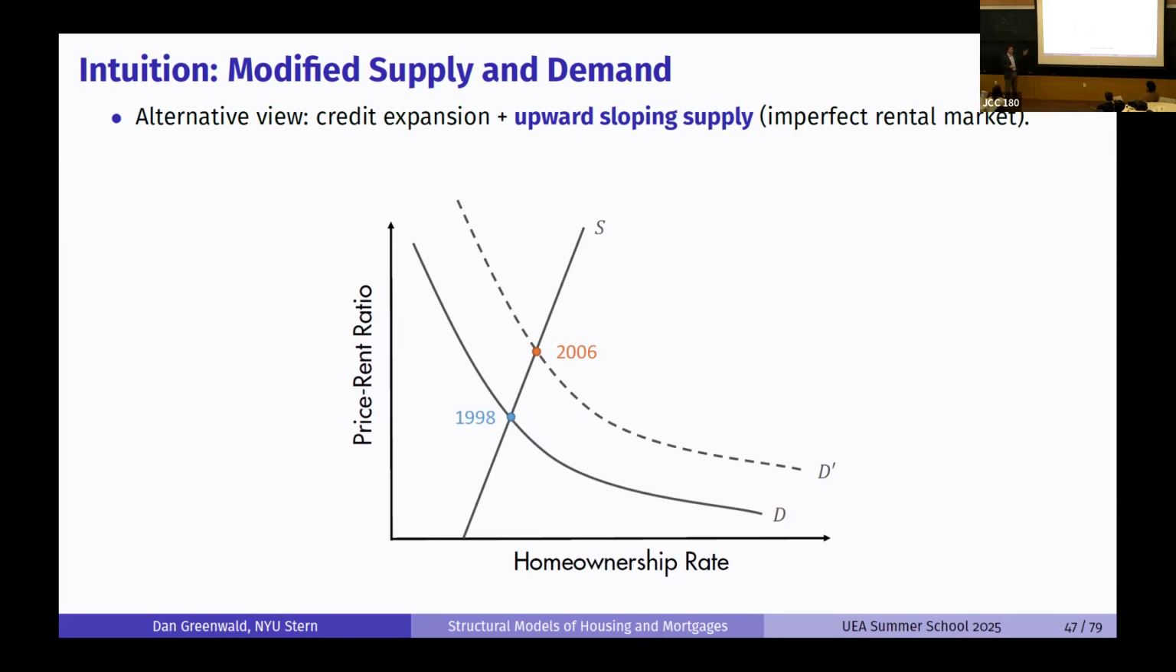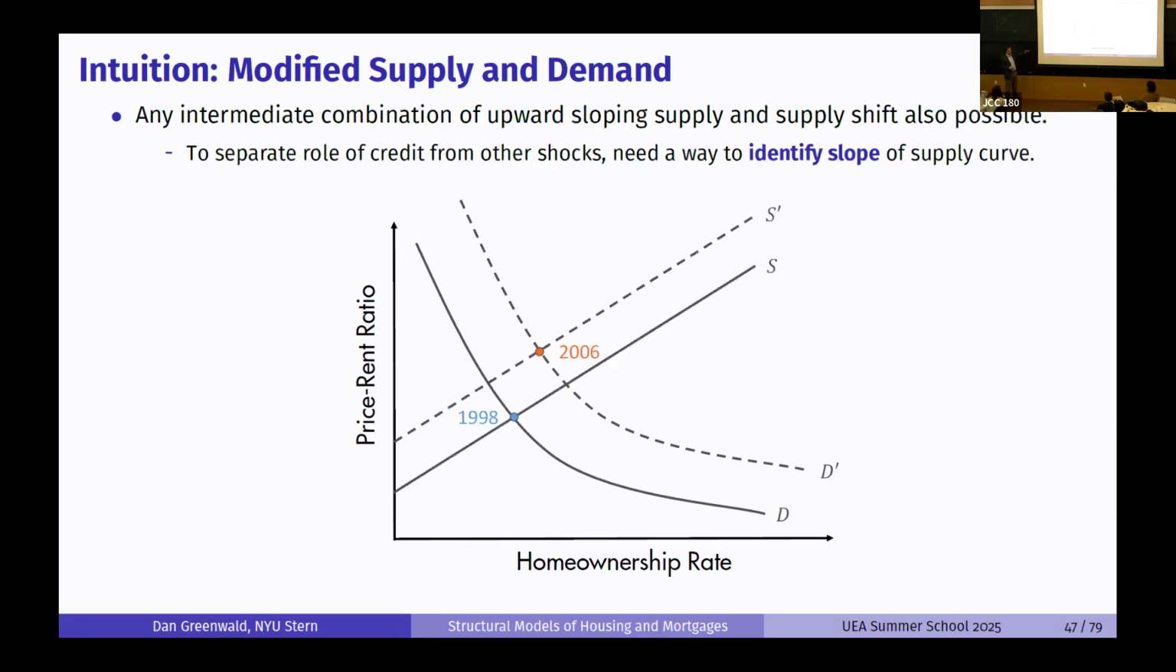And in fact, for any slope between perfectly flat and perfectly vertical, you can come up with a combination of a movement along the slope and a shift in the supply that will get you from the start point to the end point. This is like a classic simultaneity problem.